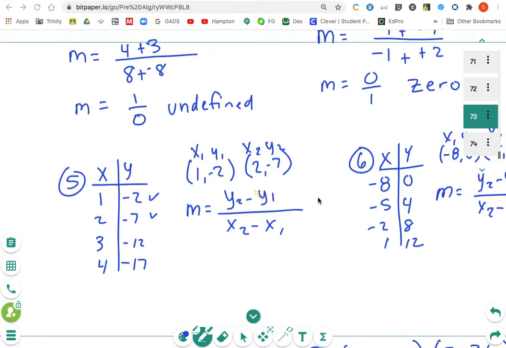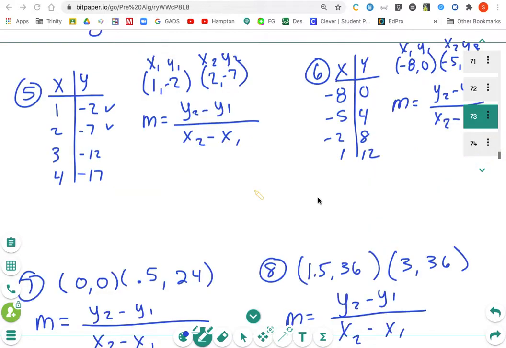Okay, so now we've got full credit on everything. So now let's go ahead and do our substitution step. So m equals -7 minus -2 over 2 minus 1. Keep, change, change, keep, change, change. M equals -5 over 1, and that is a negative slope.